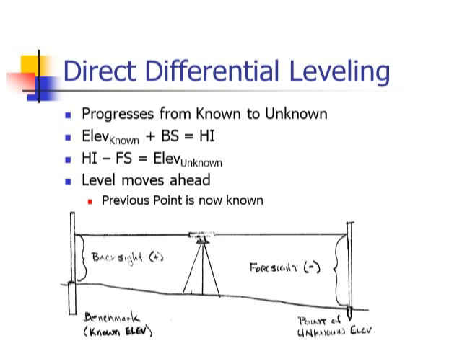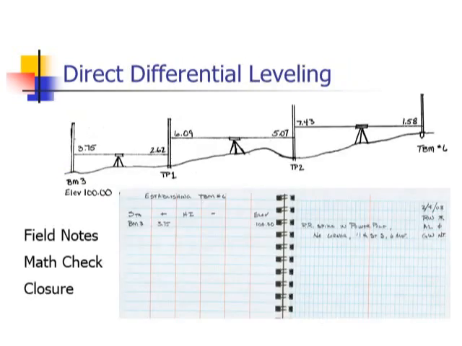Level head moves ahead. Here we see the tripod stand. Ahead of the tripod stand is the foresight and behind it is the backsight. Again, here we see three readings taken. In front is the benchmark, behind the backsight, and again a backsight and a foresight, and so it goes on.